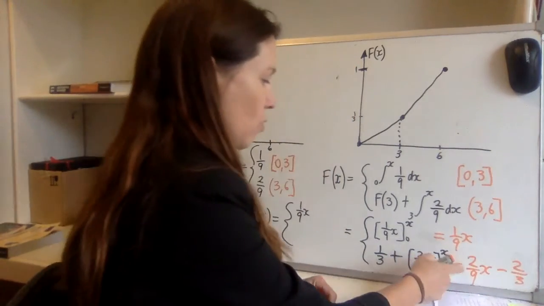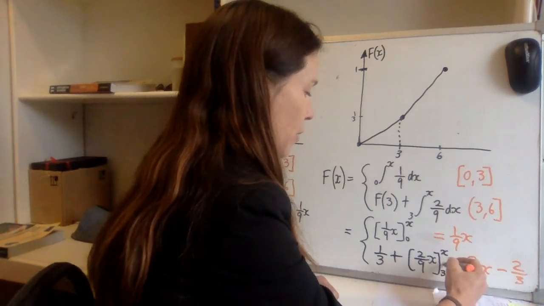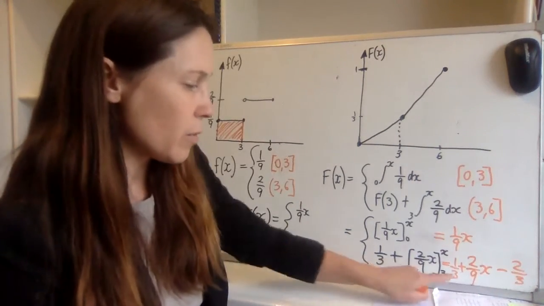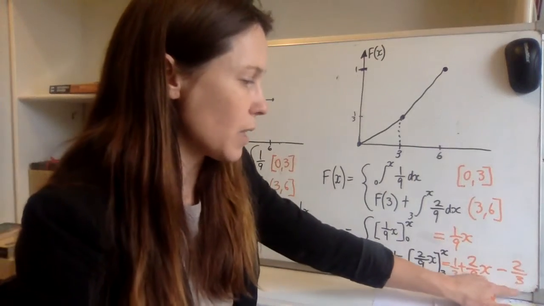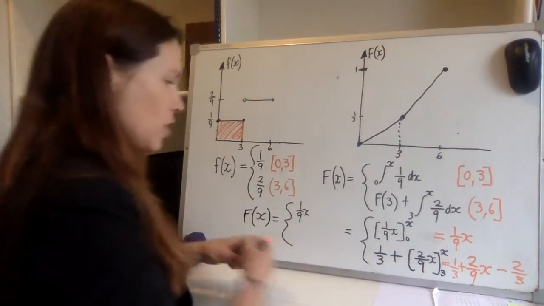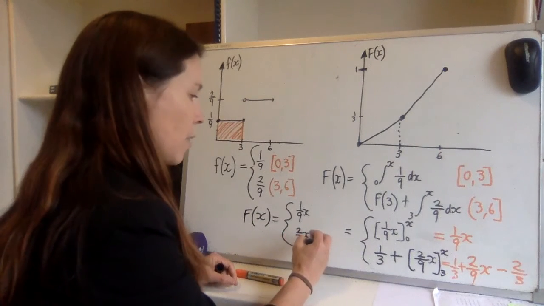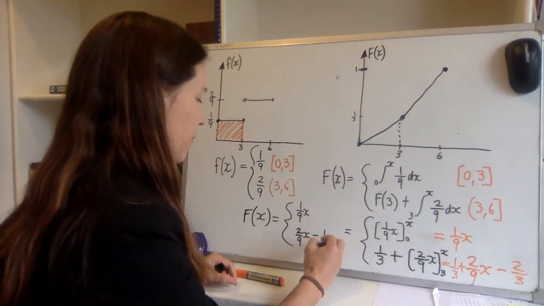And we have to add all of that to, sorry, I forgot to write it in the beginning, that third that we started with. Now you'll notice that we've got 1/3, and then we're subtracting 2/3. So what that's going to give us is a finished answer of 2/9 x minus 1/3.